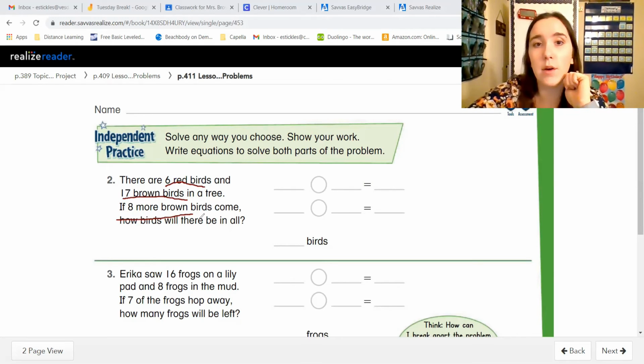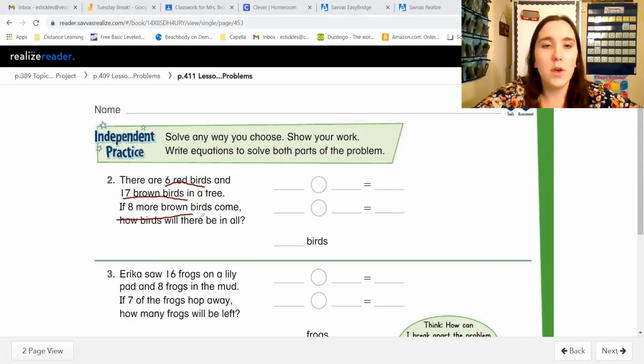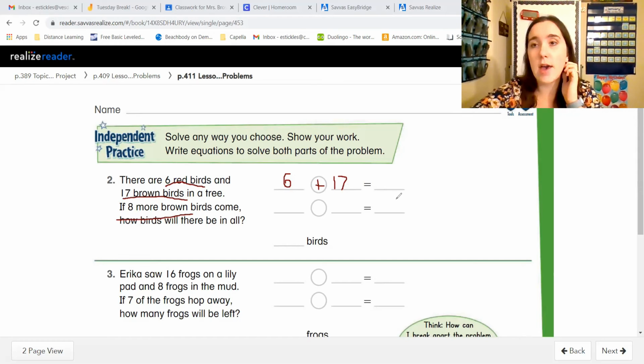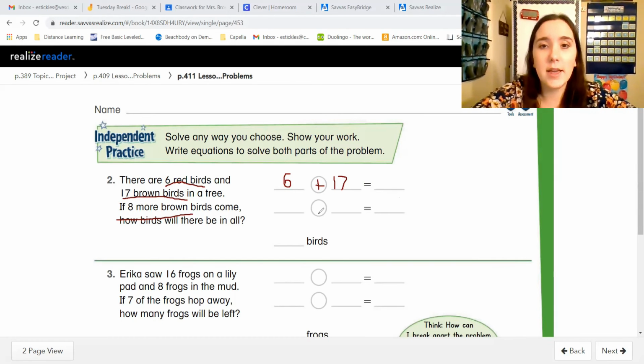Okay, so there's 2 parts. Let's write out our equations first, and then we can solve. So let's see, there are 6 red birds. Now, in our total answer, they're not really asking us what color, so I'm not really worried if it's red or brown, but there are 6 red birds first. But then there's also 17 brown birds. So we're going to add up our 6 red birds and our 17 brown birds, and that's going to tell us how many birds we have at first. Then in the second part, we're going to take our answer from the first question, and we're going to add 8 more birds, because it says, what if 8 more birds came? And that's going to give us our final answer to the problem.